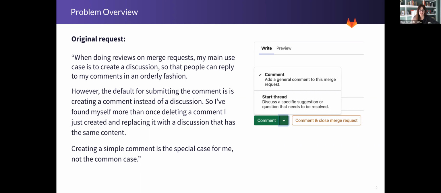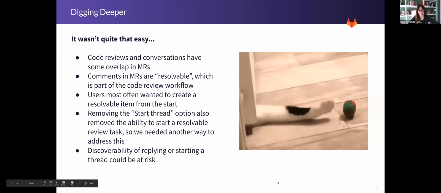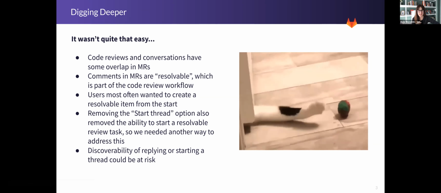People would accidentally just hit that when creating a new comment, but what they really wanted was the ability to create a thread. At first glance, this button flip default state seemed like a simple, boring solution and seemed kind of like the best way to go. However, I dug a little bit deeper and realized it wasn't quite that easy.